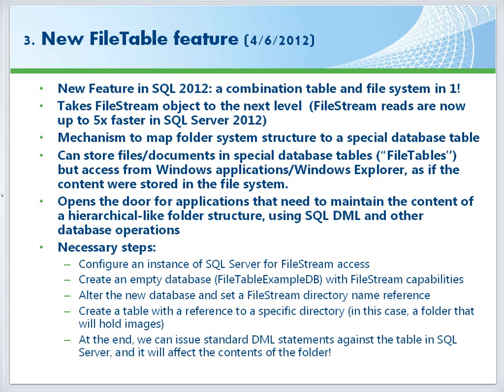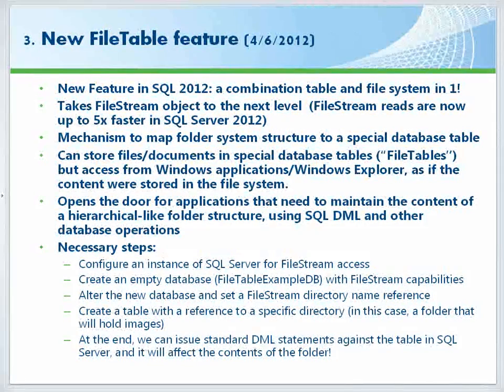And again, this is a mechanism to map the folder system structure to a special database table, and then maintain a relationship from either side. So we can store the content associated with files and documents in a file table within a database where FileStream is turned on, and maintain the contents as if they were stored in the file system by utilizing DML statements. So this opens the door for applications that need to maintain the content of a hierarchical-like folder structure using DML and other database operations. And again, as we saw, there are some steps we need to go through.